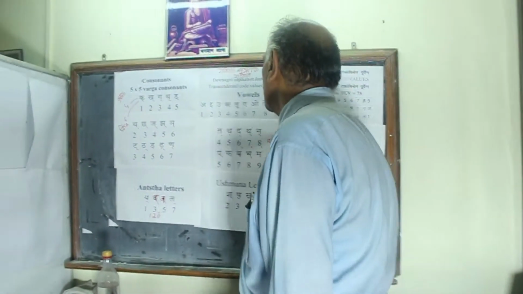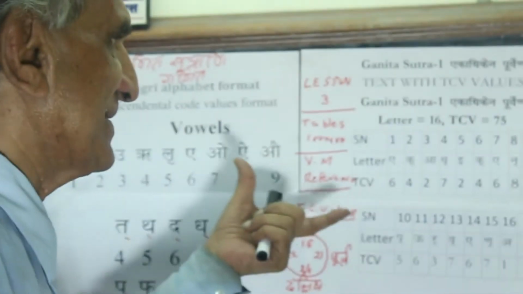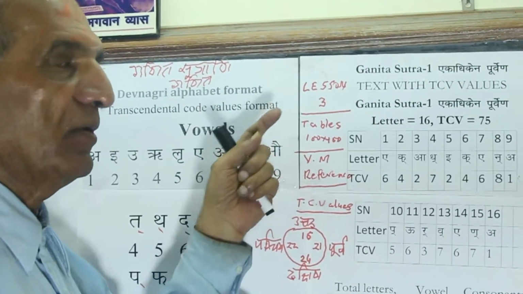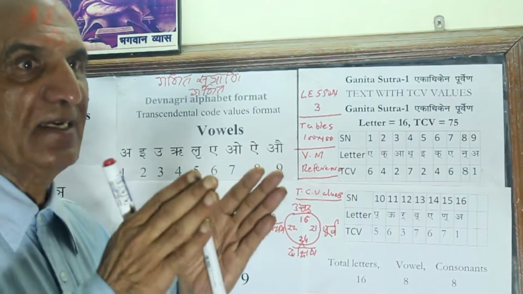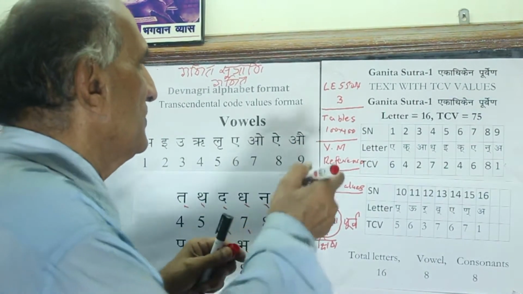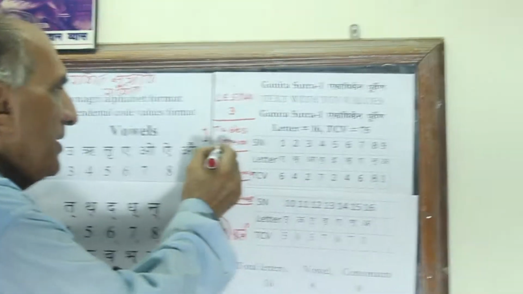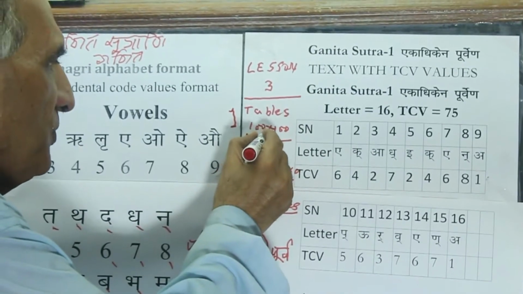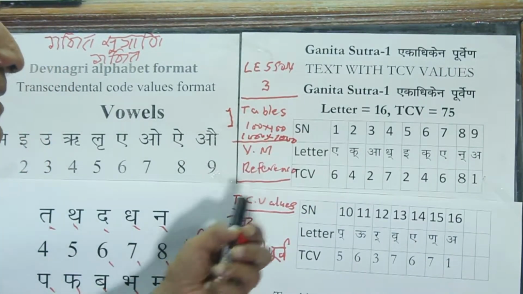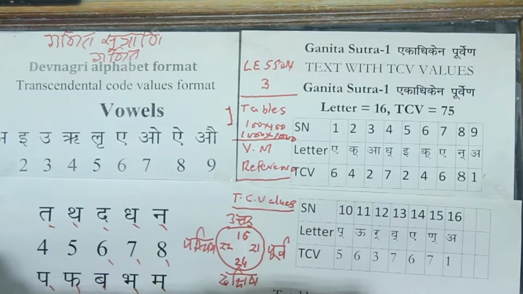Welcome to Ganita Sutras, Mathematics on First Principle. Today, Lesson 3, we will be taking up three aspects. One will be the applied values, how we can write tables up to 100 and even 1000 in terms of the first principle of Ganita Sutra 1 together with the first Ganita Sutra.